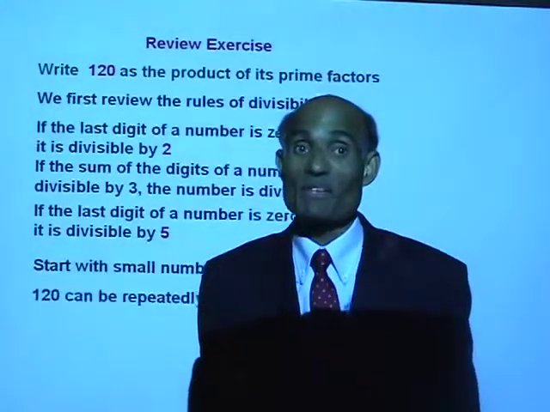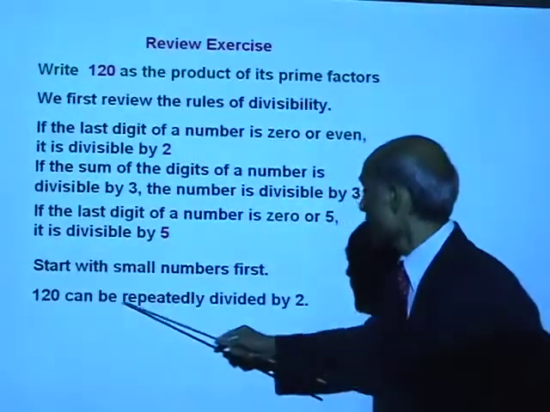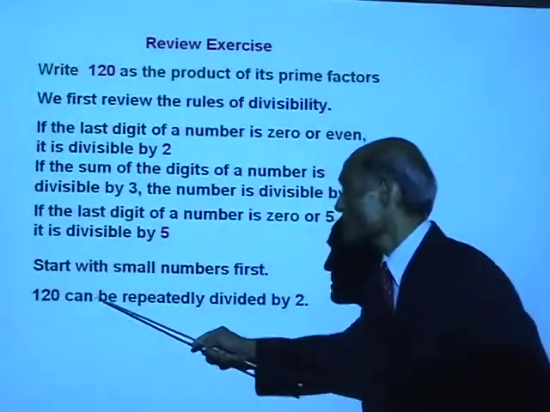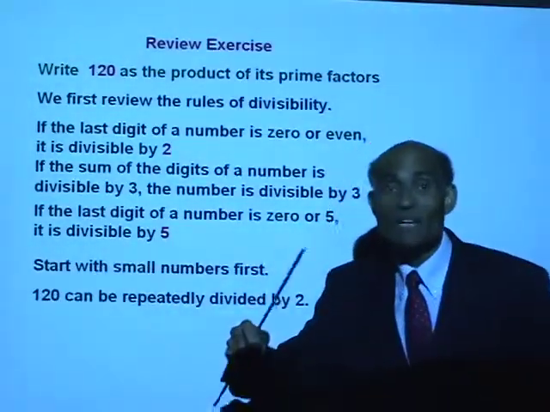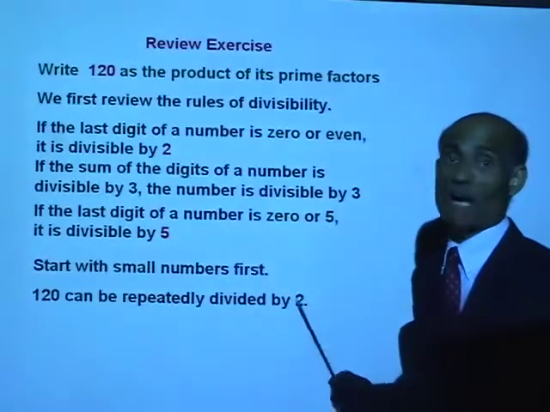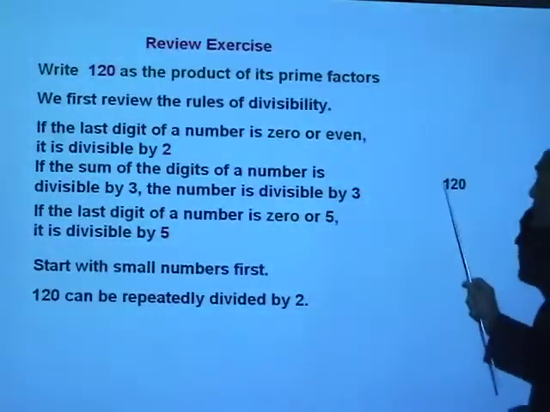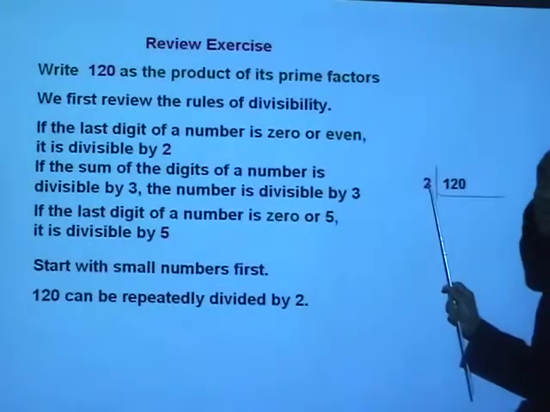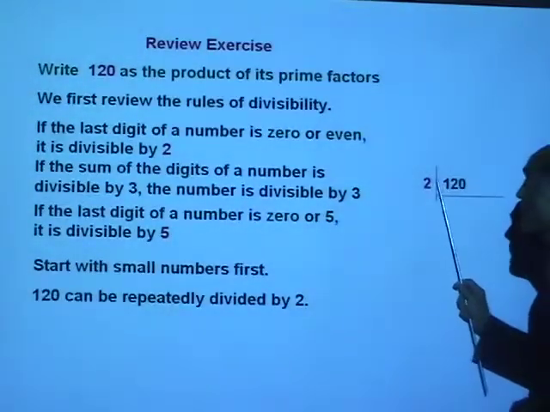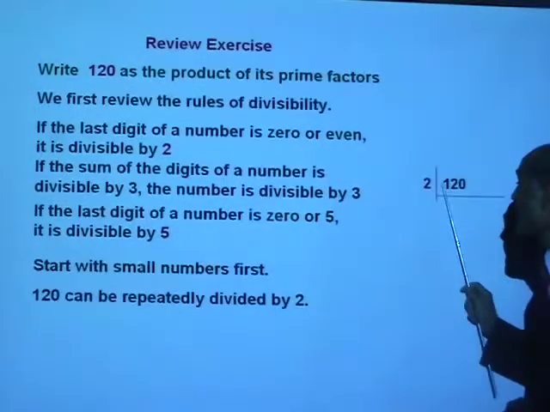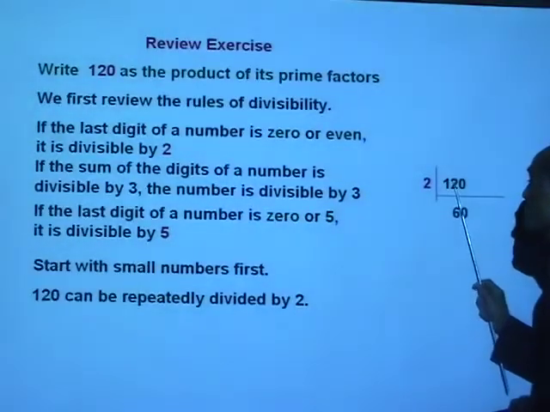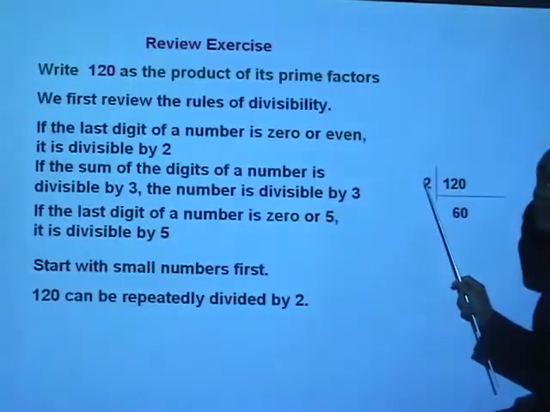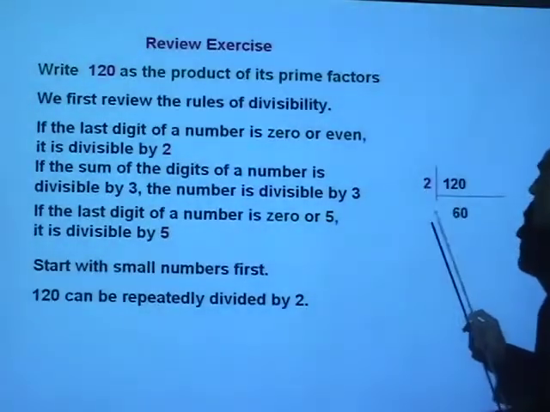Well, we can divide 120 by 2. So 120 can be repeatedly divided by 2. How? Watch this. 120 can be divided by 2. You know how to do this? Well, 2 goes how many times in 12? 6. And then add that 0. 120 divided by 2 is 60.